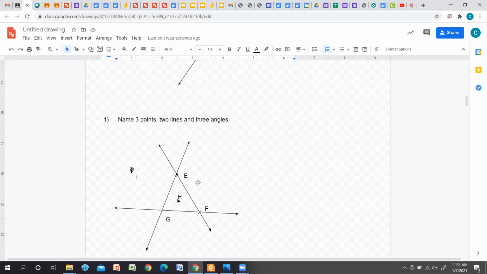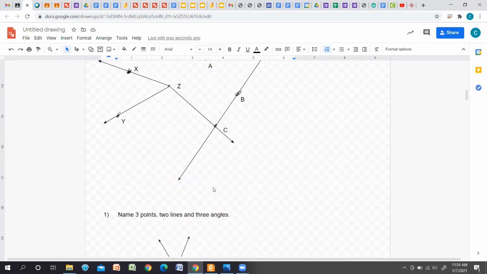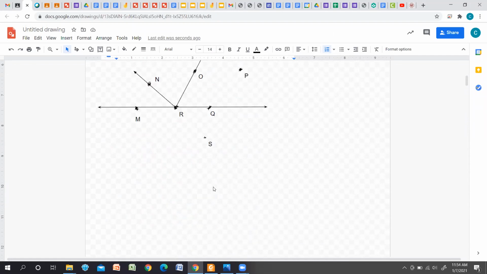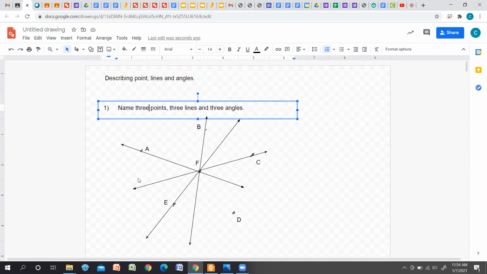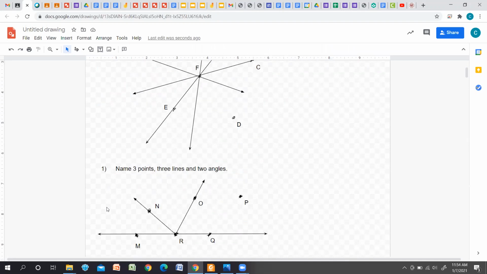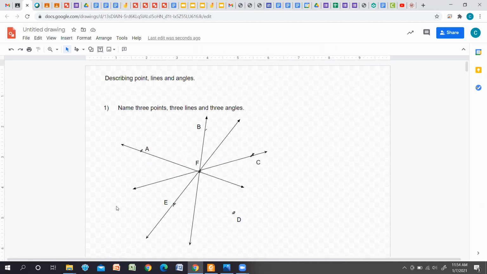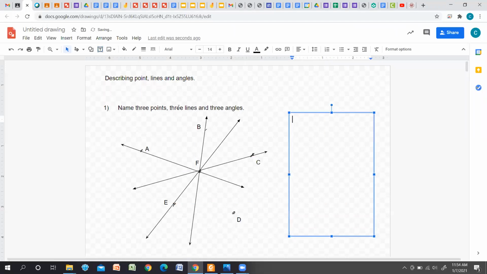Now, when I say lines, I'm referring to all three: lines, rays, and line segments, because line segments and rays are sort of like types of lines. So I'm including those all together. But again, if you just say lines, you assume it's infinite in both directions. But for each one of these figures, you're going to name a certain number of points, a certain number of lines, and a certain number of angles.